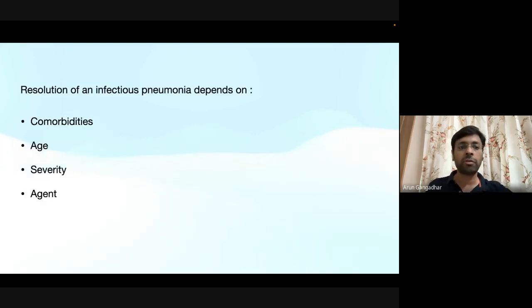And for any infectious pneumonia to resolve, there are certain factors. It depends on the comorbidities of the patient. The more the comorbidities, the older the age of the patient, the more severe the pneumonia, or the more infective the strain, all these factors can worsen the resolution of a pneumonia. So these are the factors we have to consider in deciding how long to wait to see radiological improvement.